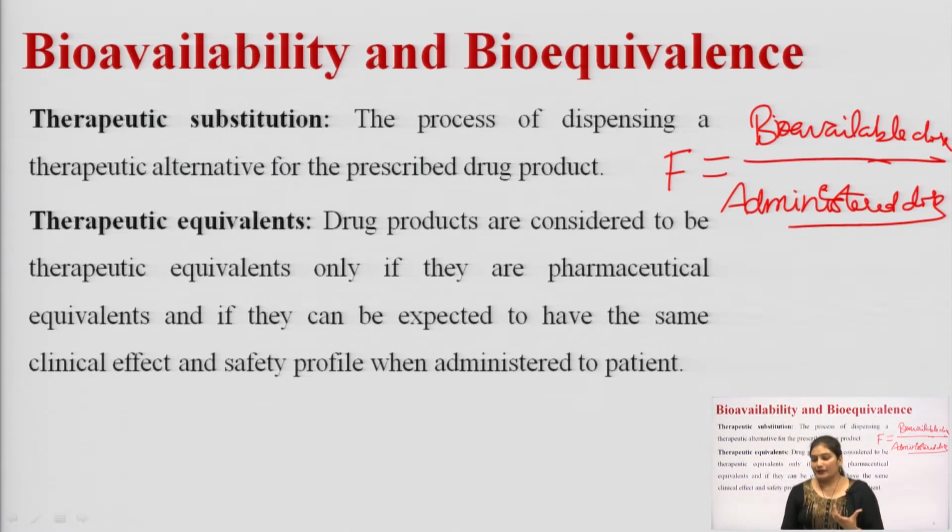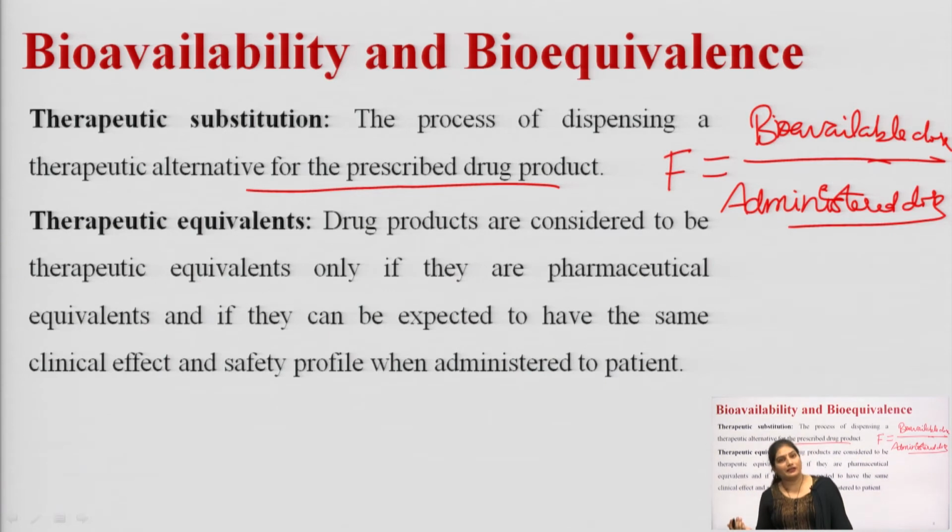Okay. Some other definitions are also there. Therapeutic substitution. What do you mean by therapeutic substitution? It is the process of dispensing a therapeutic alternative for the prescribed drug product. Whenever a doctor prescribes a drug product and in case it is not available, then the pharmacist can dispense a therapeutic alternative. Okay, meaning the drug product that has the same therapeutic indication, that is called the therapeutic substitution. Next is the therapeutic equivalent. What do you mean by therapeutic equivalent?